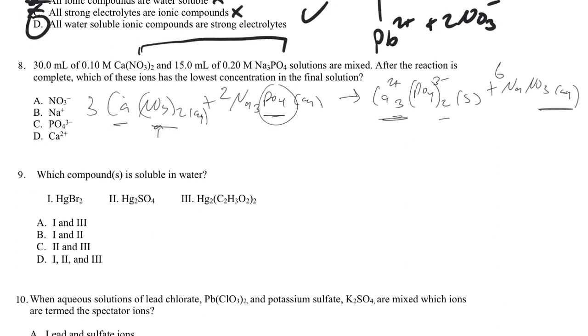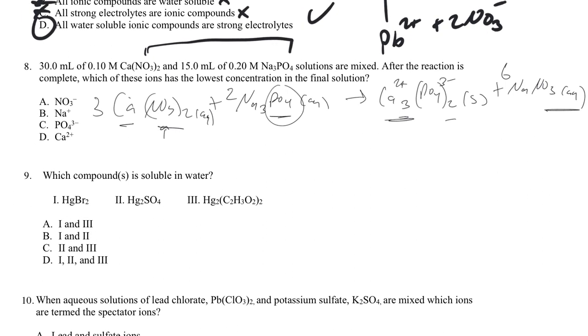And so now let's think about how many moles we have. So probably one way I would start this problem is just to do the 0.03 liters times 0.1 moles per liter calcium nitrate up here, and just make sure that I see this is 0.0030 moles.